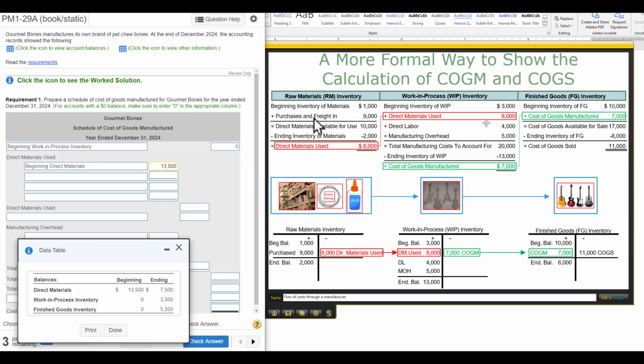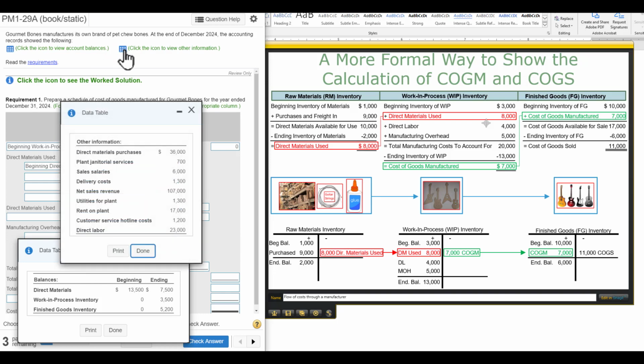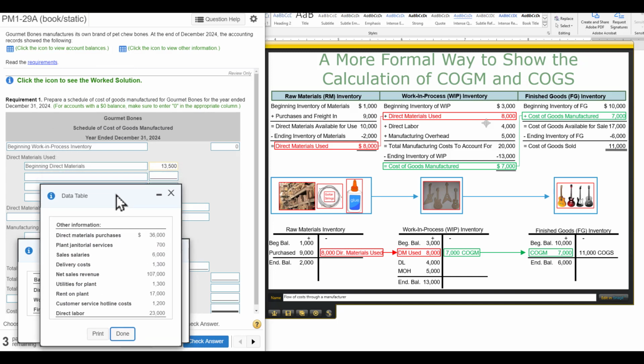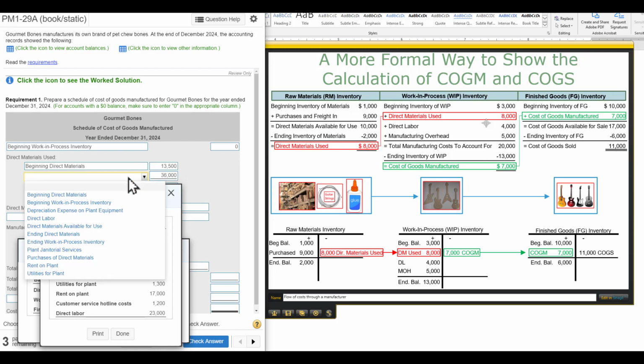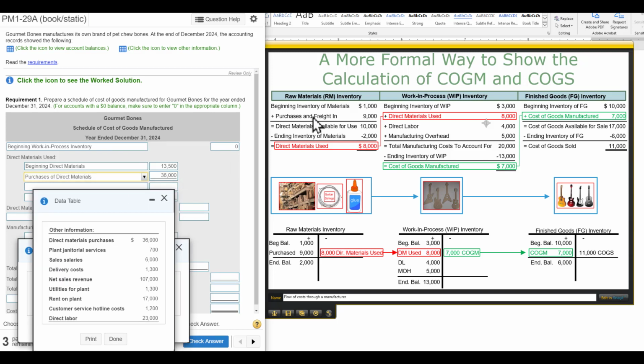Next, we have our purchases and any freight in, in other words, some delivery expenses, some shipping expenses I should say, to bring it to us. Now that's not on here, so we open up the next window. And we've got purchases of direct materials. Direct material purchases right here, 36,000.